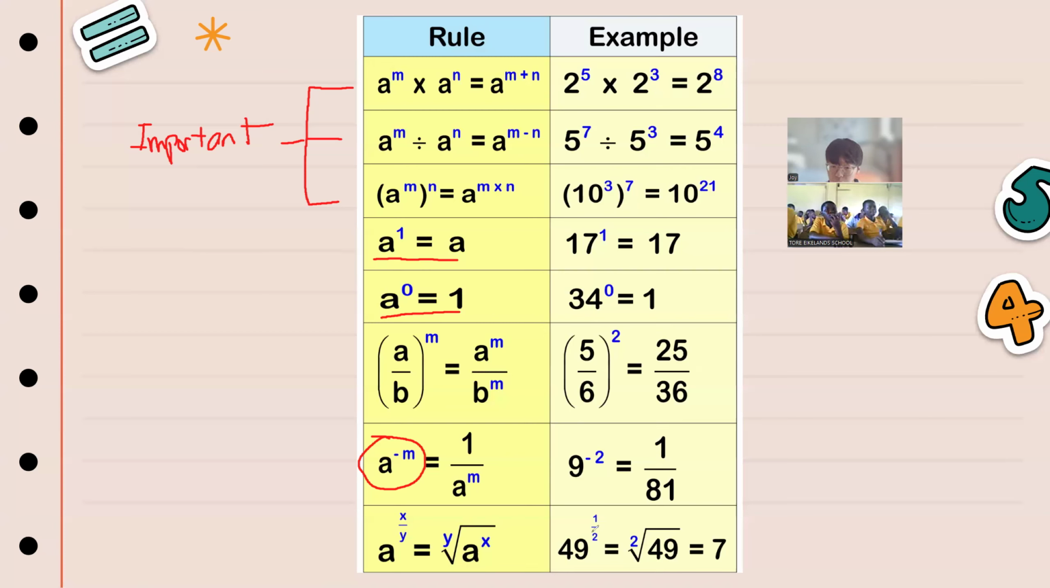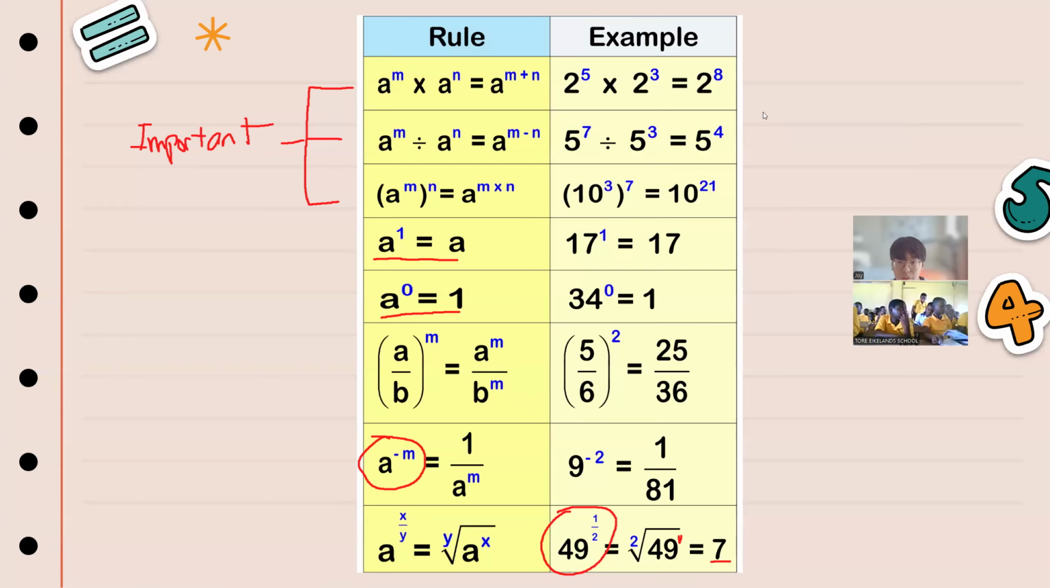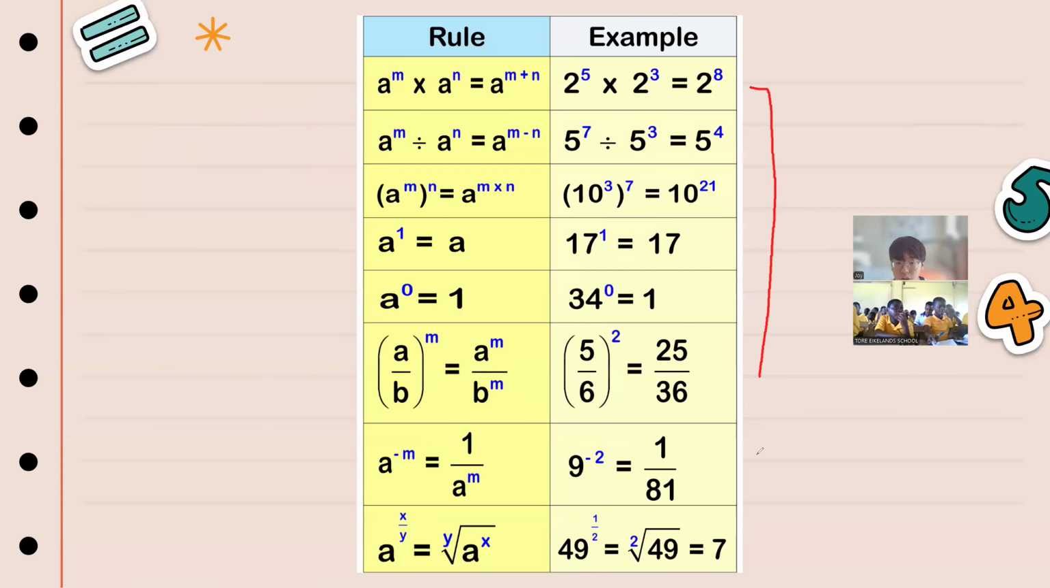So for example, we have 49 to the power of 1/2. What do you do? It is 49 to the power of 1 and then taking the root of 2, or the square root. 49 to the power of 1 over 2 is the square root of 49 to the power of 1, which is 7. That is just one example. And here are some other examples that we've seen.